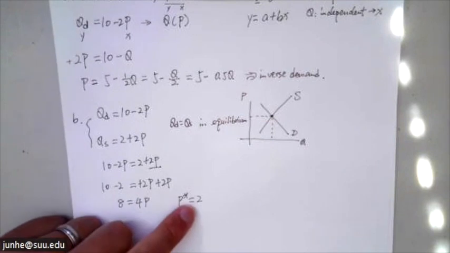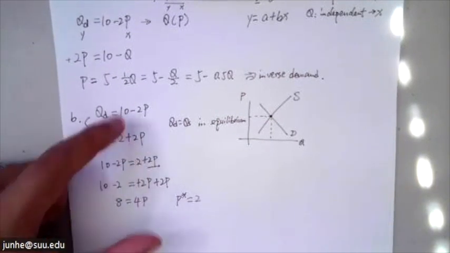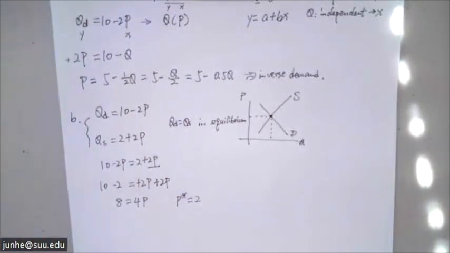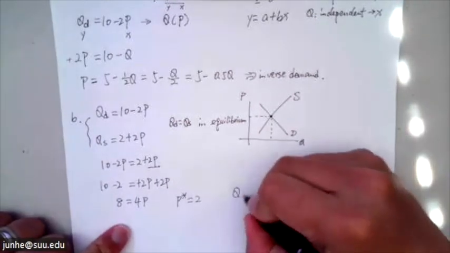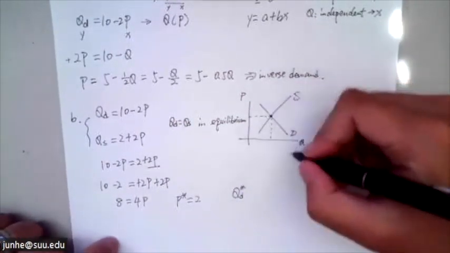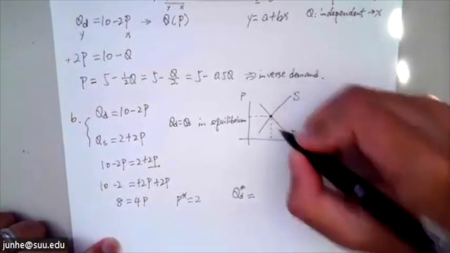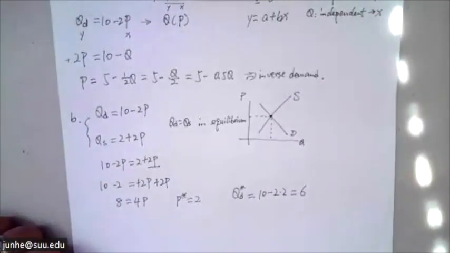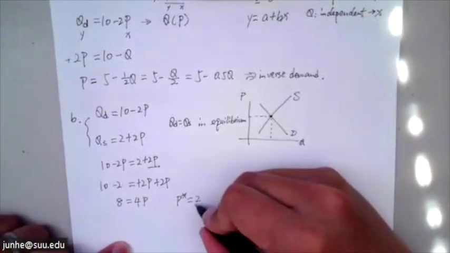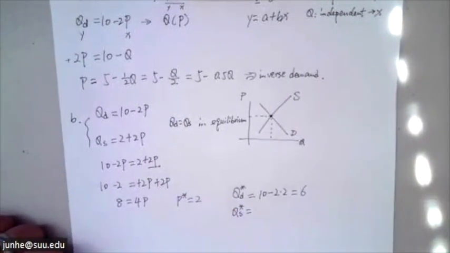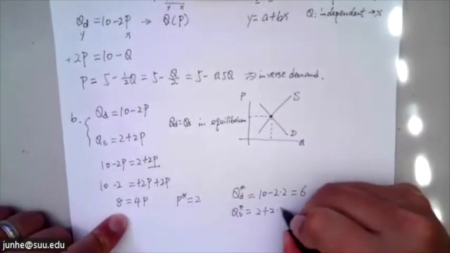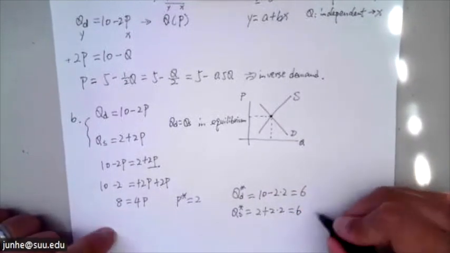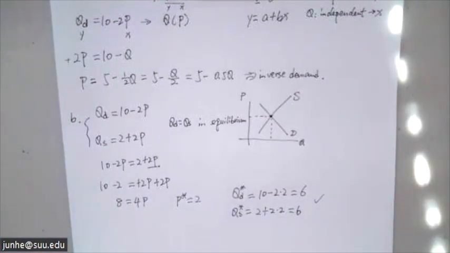Knowing the price, we just take this into either of these two equations to find the equilibrium quantity. We take this into the demand, because this point is on the demand. So that's 10 minus 2 times 2, which is 4. So the result is 6. You can double check by plugging this price into your supply function as well. You should get the same result. Otherwise, you know you're wrong. So it's 2 plus 4 equals 6. It checks. It gives you a way to double check your answer.